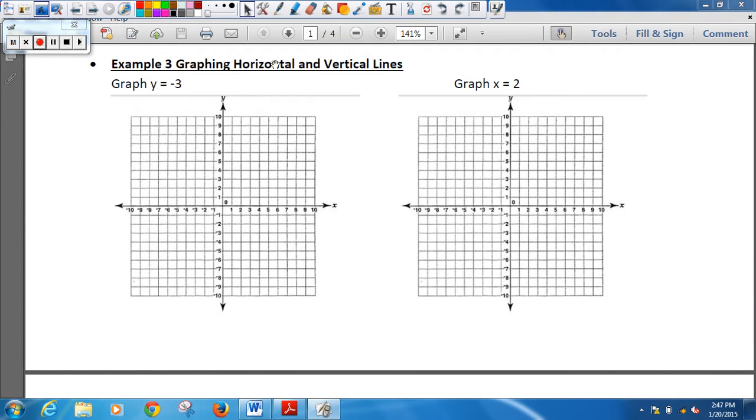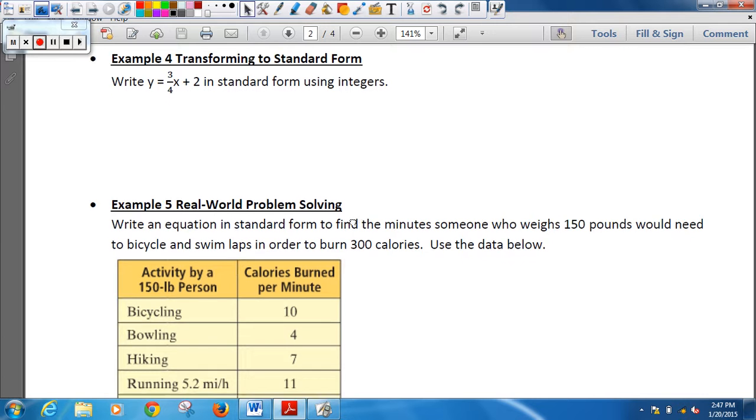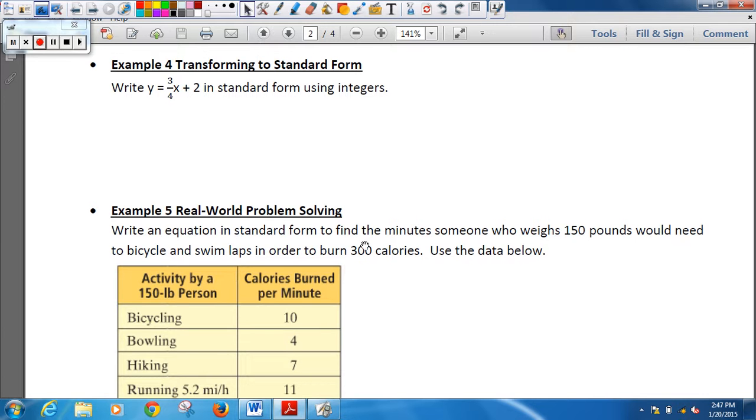Go ahead and turn our page. Example number 4 is taking one in slope-intercept form and rewriting it in standard form. So remember, our form that we want it rewritten in is ax plus by equals c. And it says write this in standard form using integers. That's only positive and negative whole numbers. So I need to make sure that I'm only dealing with whole numbers in this case.